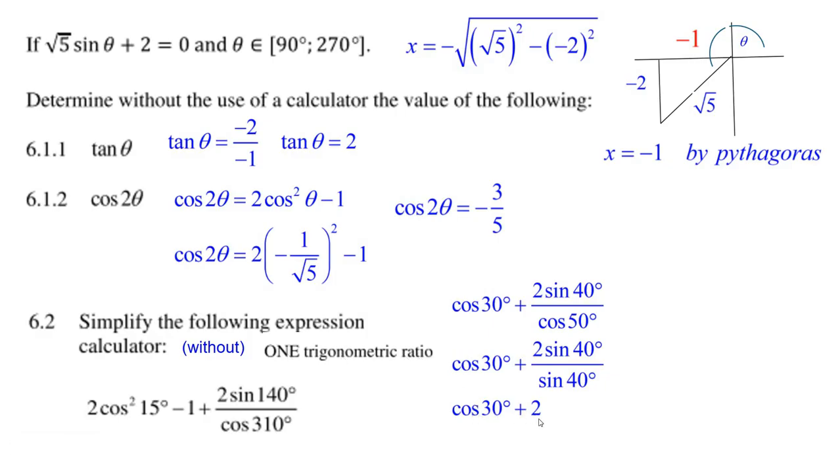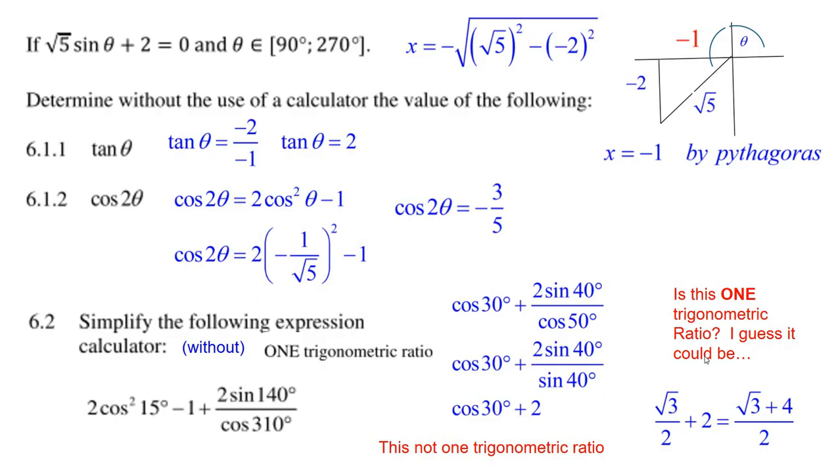Well, it's the cos of 30 degrees plus 2. I guess that's a trigonometric ratio plus a number. So if you take the cos of 30, which is root 3 over 2, plus 2, and then make it into one fraction, that could be a trigonometric ratio, because that could be the opposite over the adjacent side of a triangle. But I don't know if it is a trigonometric ratio. I guess it could be. I'm a little confused about what they're asking for here. But they want you to simplify this.